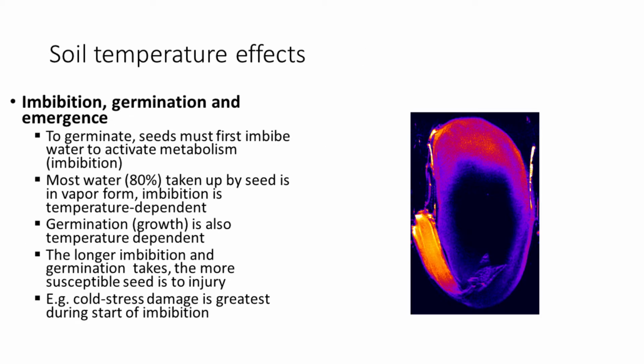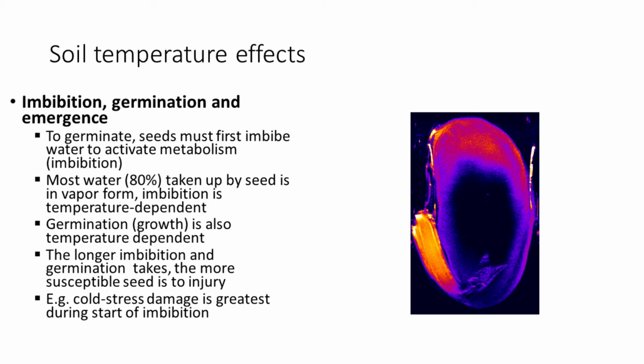I know Professor McAuliffe already went over the effect of temperature on crop plants, and there's a bunch of different effects there. I just want to go over or repeat a couple of the more important ones for cropping system productivity. And the first is the effect of soil temperature on imbibition, germination, and emergence.